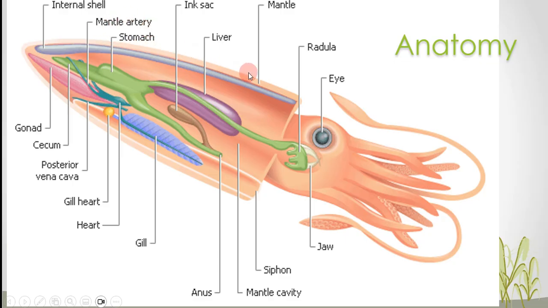But I want you to notice the internal shell right here. That typically is known as a pen, P-E-N, a pen. And it gives some structure. It's not like a bone. It's more like a piece of plastic. If you ever get a chance to dissect a squid, they're fantastic. I would dissect these with my marine biology kids, and it's just a ton of fun. And you're going to see it's pretty simple.